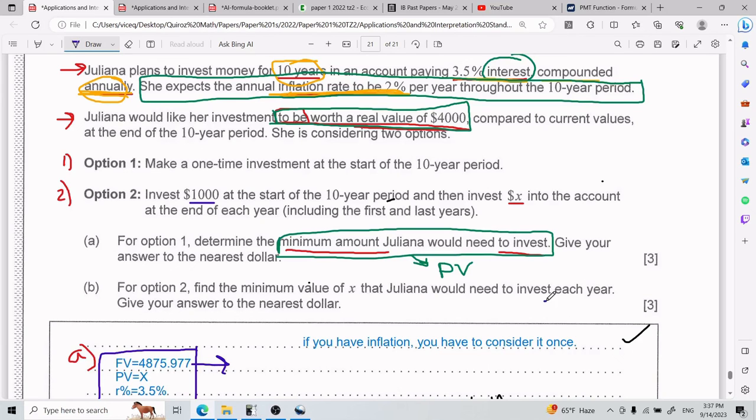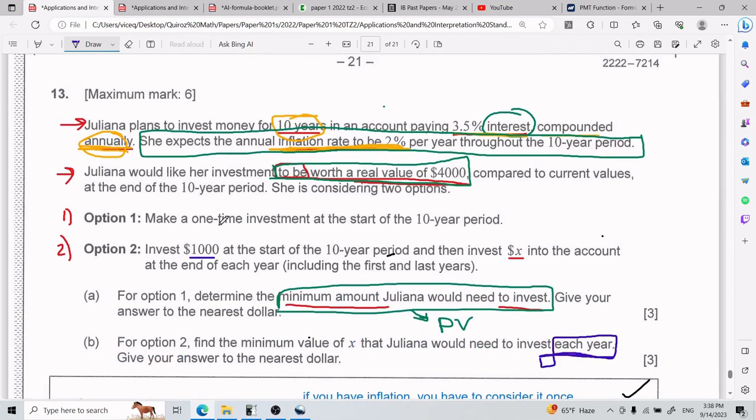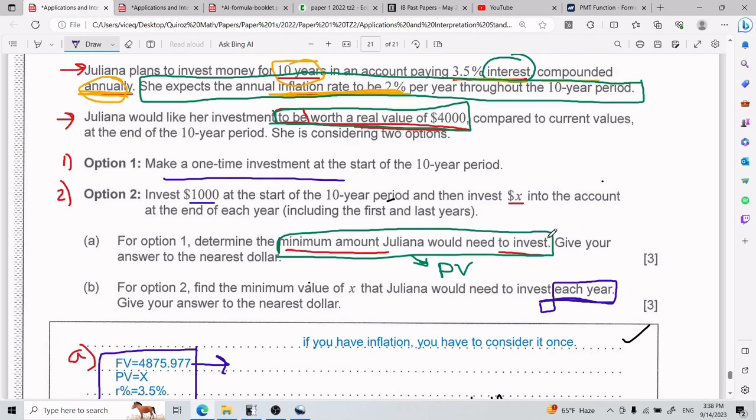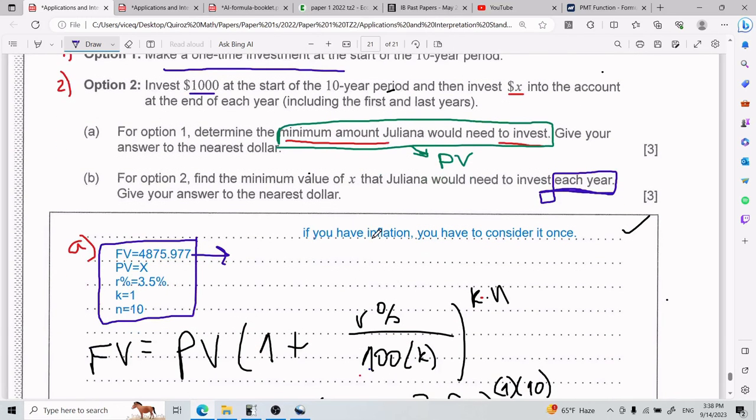Now, when it says each year, this is a massive hint, okay? Because the compound interest that we just did is just once, cierto? In fact, option 1 is make a one-time investment. For investing each year, it's a little bit different, okay? And now the compound interest formula helps, but it's not everything we need to use, okay?